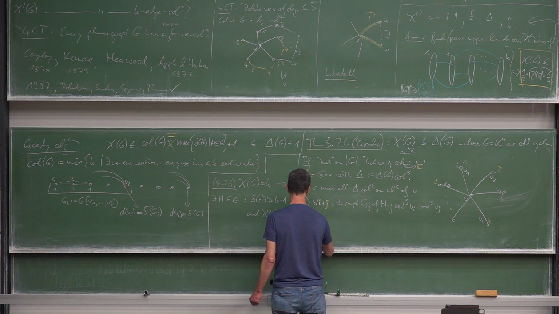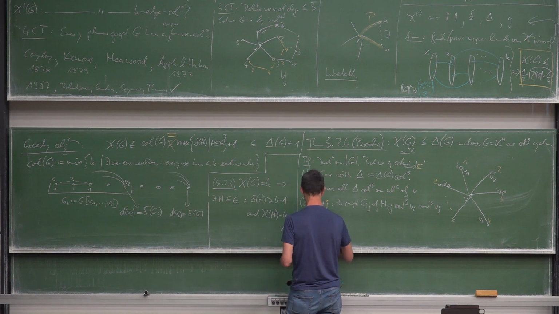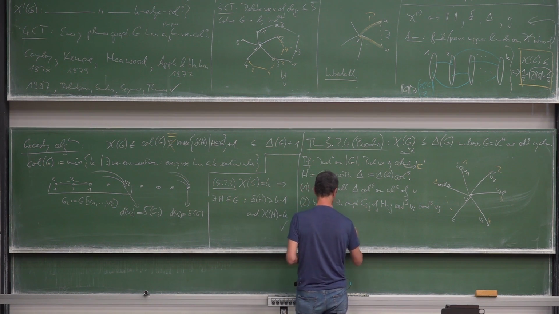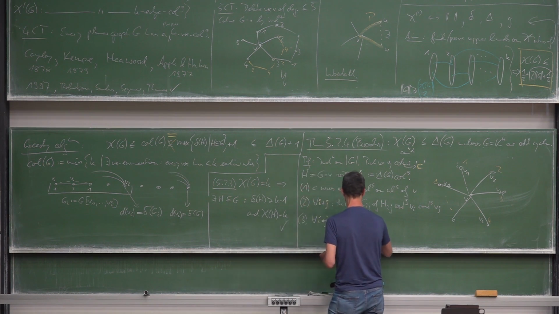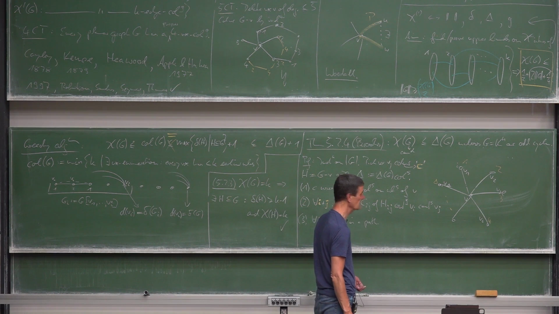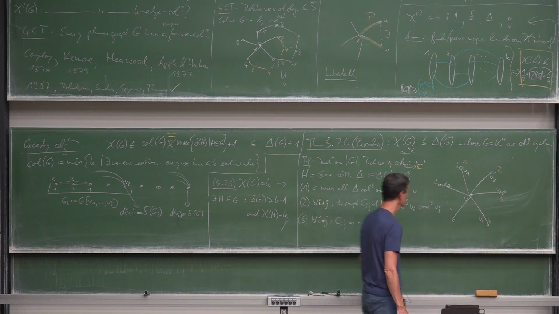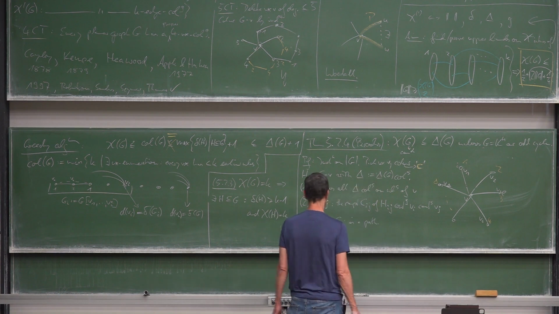Three, Cij for all i, j, Cij is a path. Just a path. It can't be less than a path. It has to contain Vi and it has to contain Vj. But it's only a path.